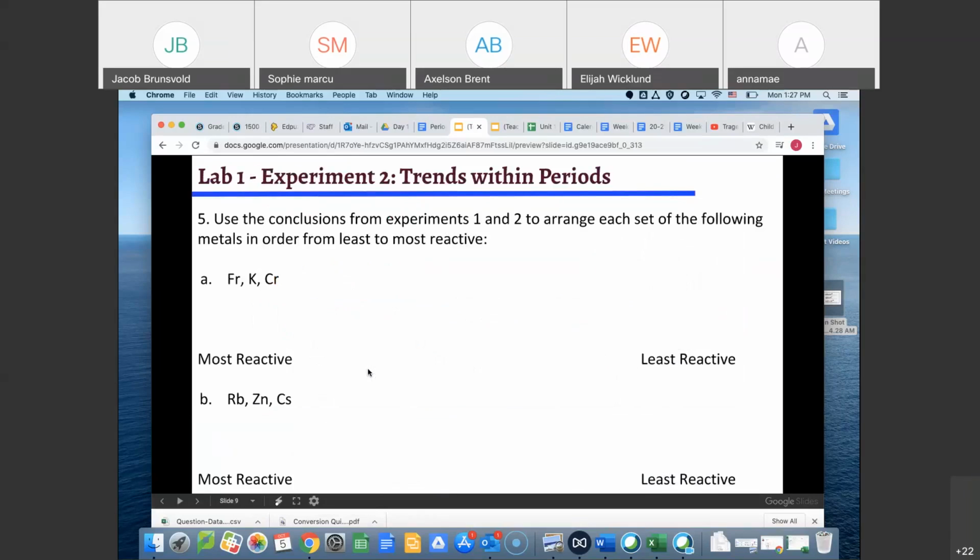Okay, so go ahead and type out for number 5, francium, potassium, chromium. Which one do you think is the most reactive? Yep, people seem to have this down.